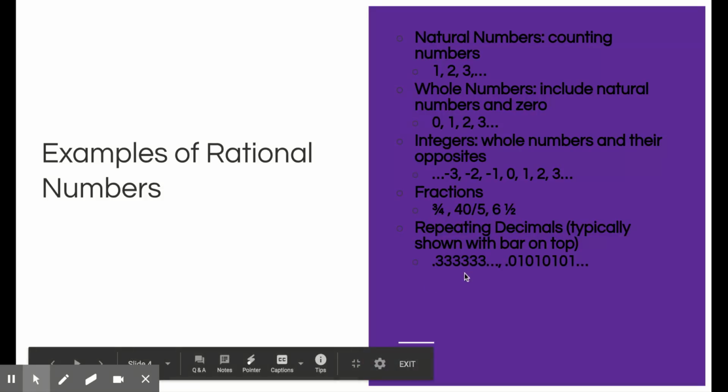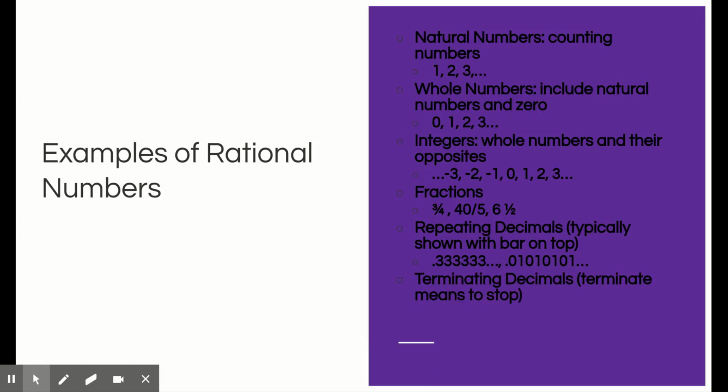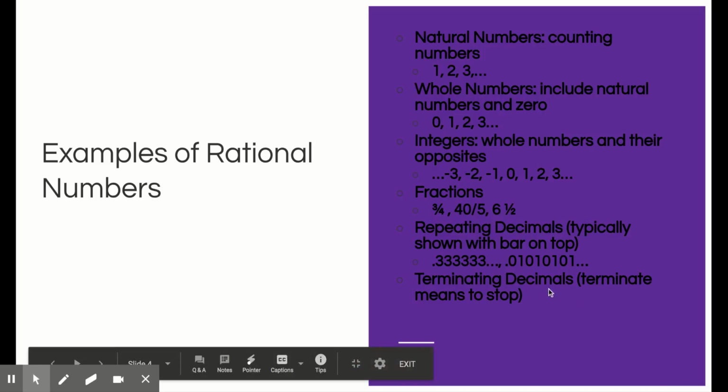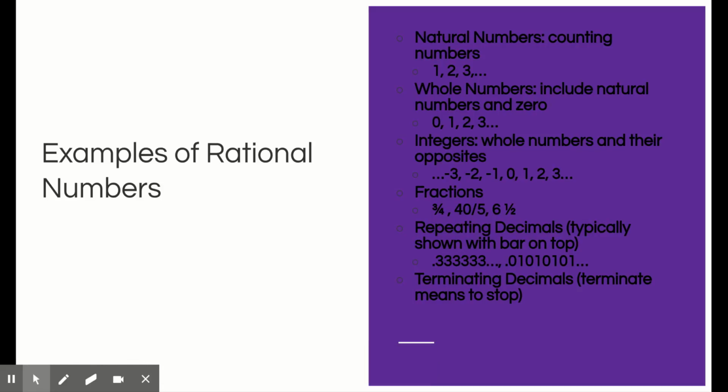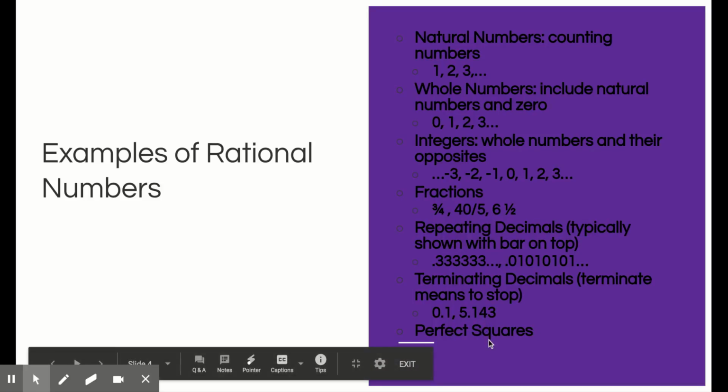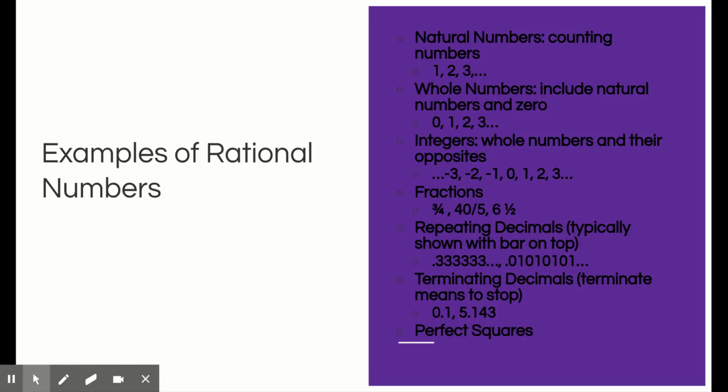So see how these decimals are repeating? They have a typical pattern. So those are rational numbers. So terminating decimals, meaning that the decimal stops like this, are also rational numbers. And then, of course, your perfect squares, like the square root of 25, the square root of 4, the square root of 36. Those perfect squares are rational numbers.